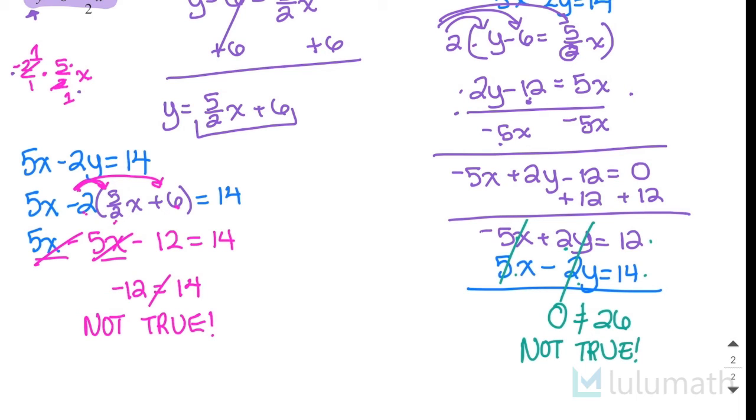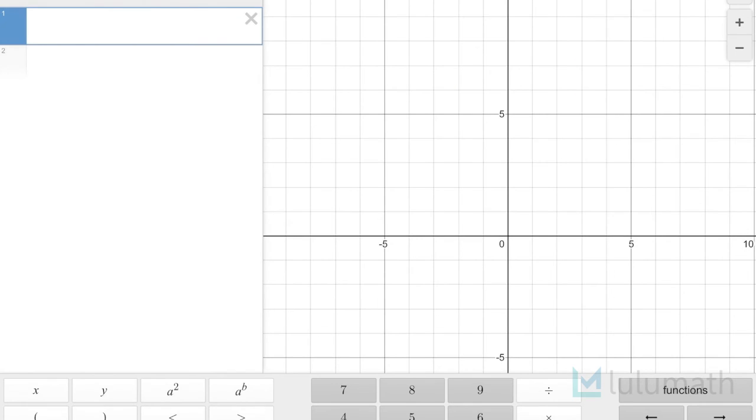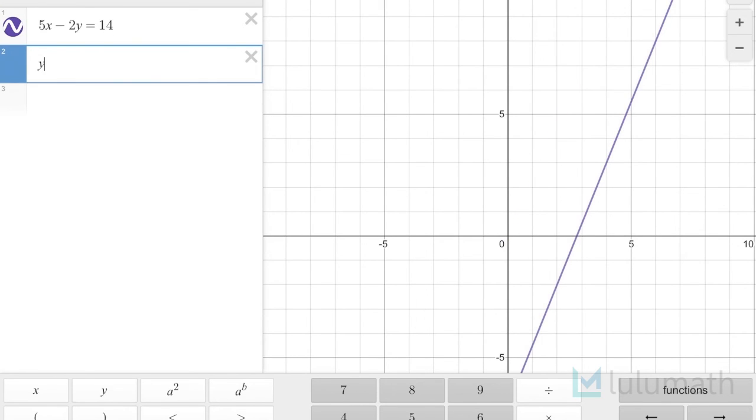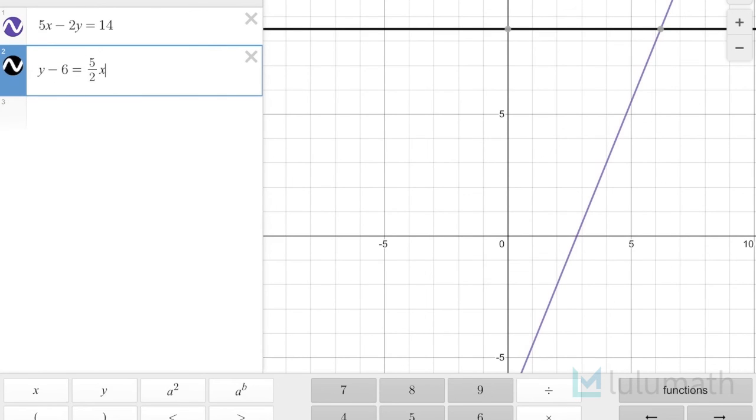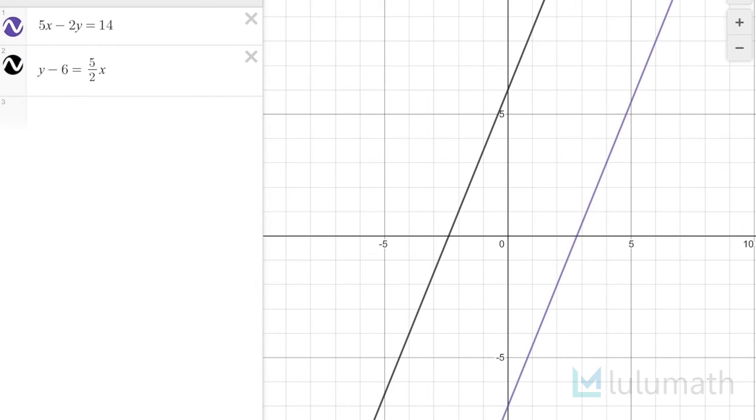So again, what's going on? What's happening? Let's go ahead and take our two equations that we have here, and let's graph them out in Desmos and see if a visualization will help us out. So our first equation is 5x minus 2y equals 14. And our second equation is y minus 6 equals 5 over 2x. Okay? And if you notice, the two lines, when you graph them out, are parallel. They're exactly parallel to each other.